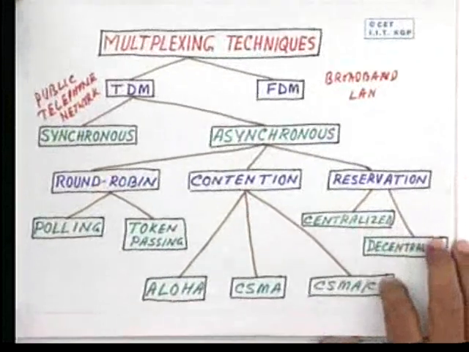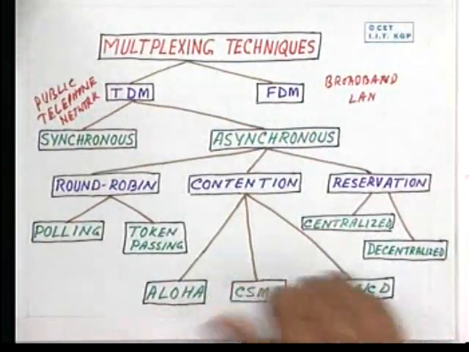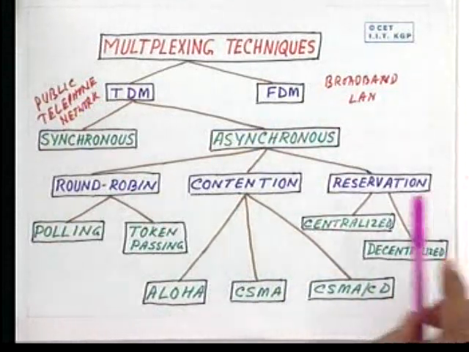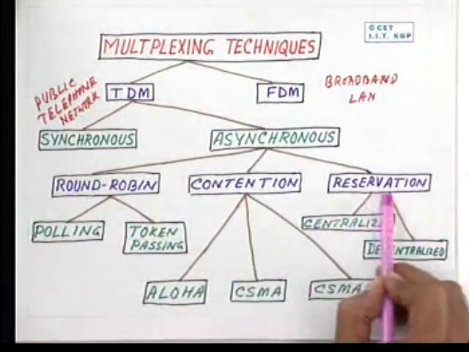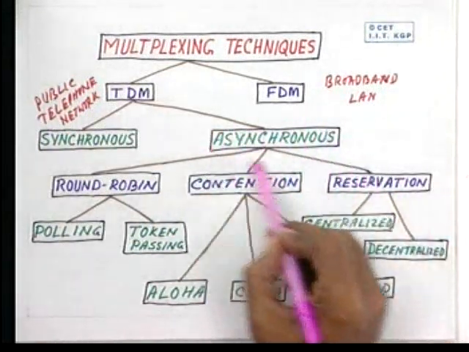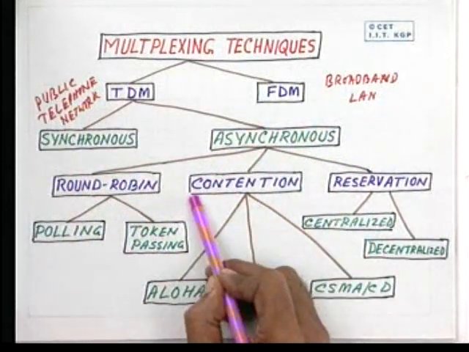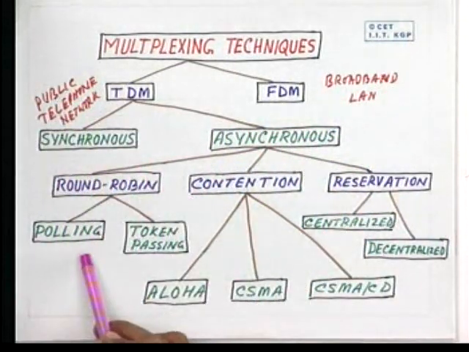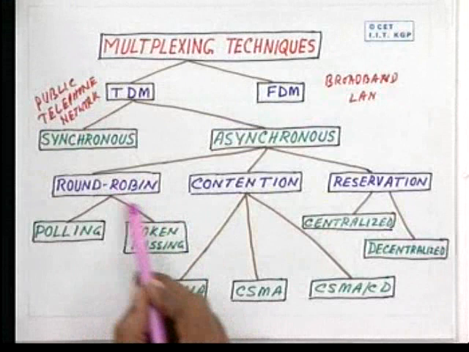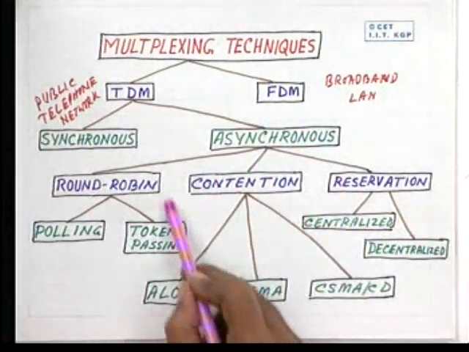So let me conclude this lecture by summarizing what we have discussed so far. We have discussed 3 basic approaches for medium access control, which are essentially asynchronous, round robin, and contention based. Under round robin there is polling and token passing, which are suitable for stream traffic and used in local area networks.